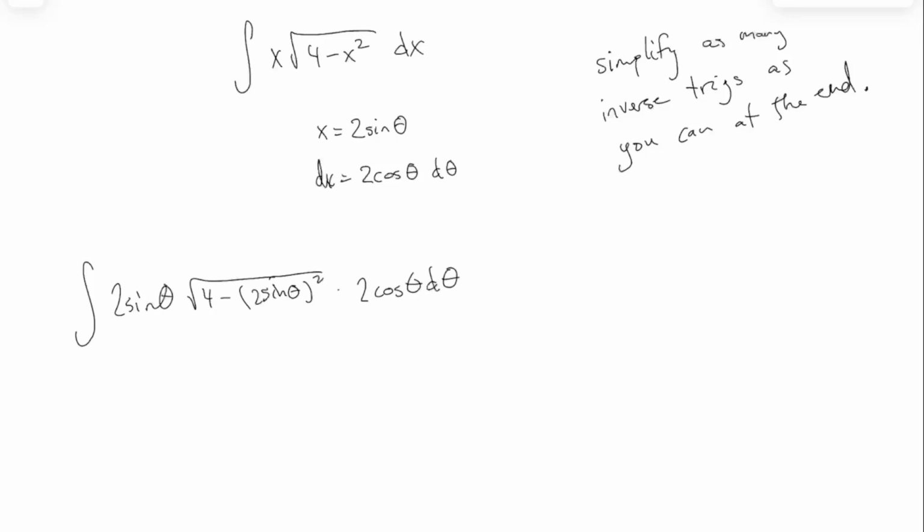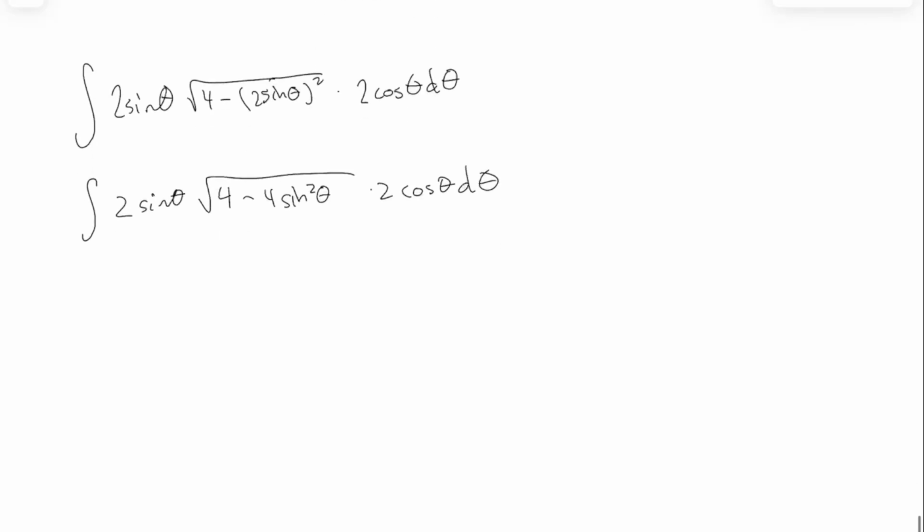All right, square out the thing in there. I get square root of 4 minus 4 sine squared theta times 2 cosine theta d theta. And then those 4's can pull out of the square root sign and become a 2. 2 sine theta times square root of 1 minus sine squared theta, times another 2, and then 2 cosine theta d theta. So I think all the constants pull out and give you an 8 in the front.